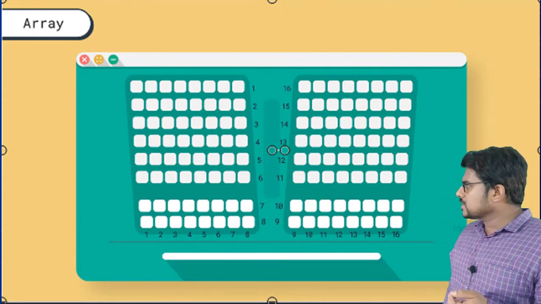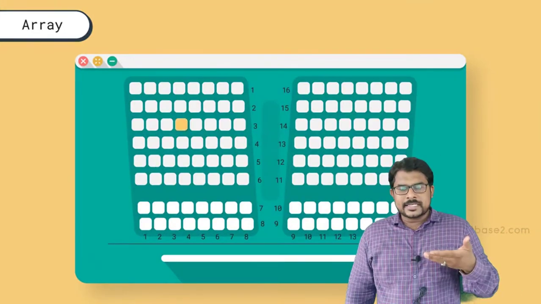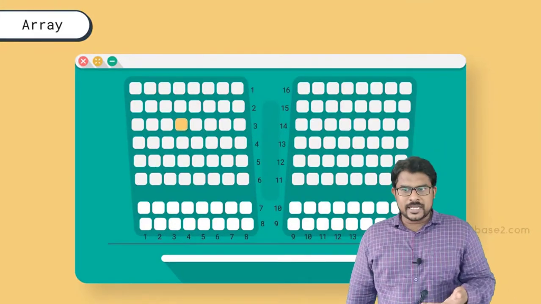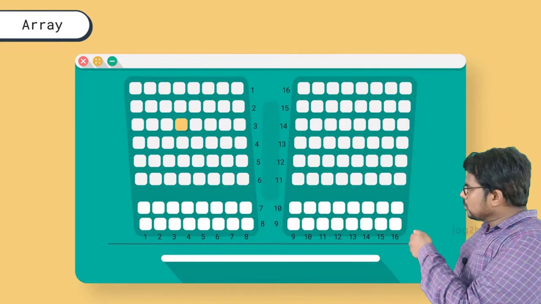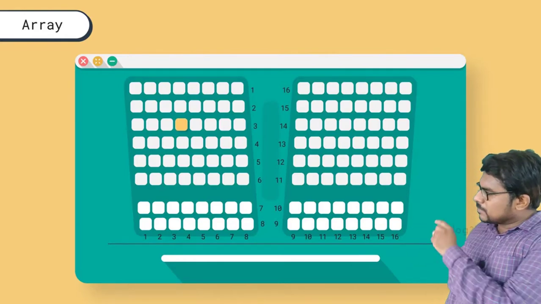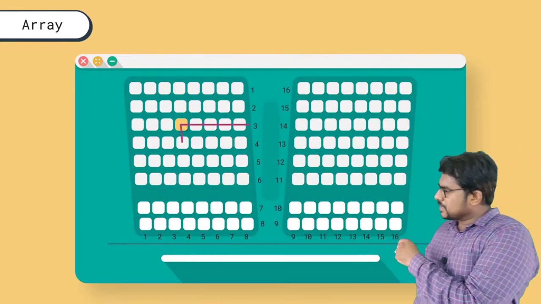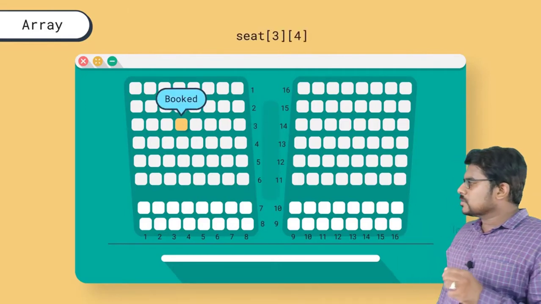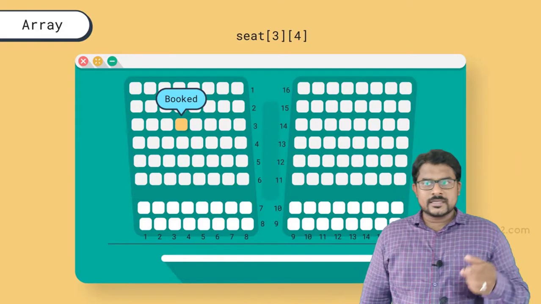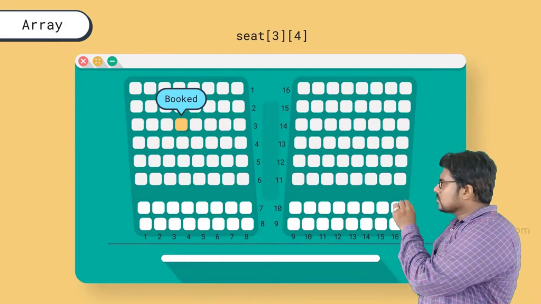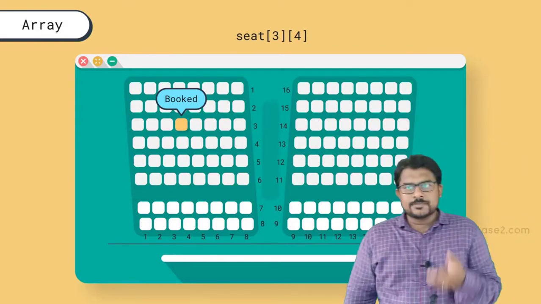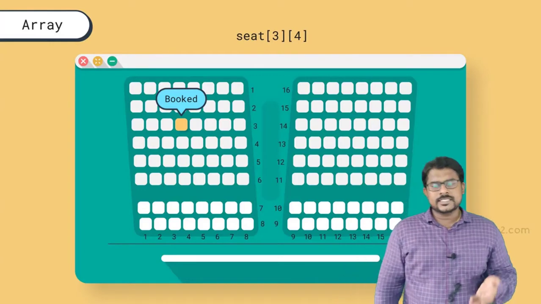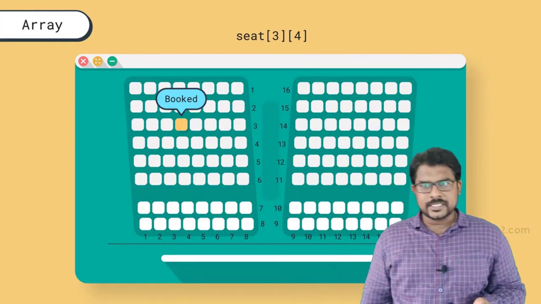So here if a user selects a seat like this, it translates to a two-dimensional array. So it contains a particular row and particular column. For example, here the seat which I have booked is in row 3 and column 4. So it can be translated like this. So seat of 3, 4 is booked. Okay, so this is the way where we use the data structures.